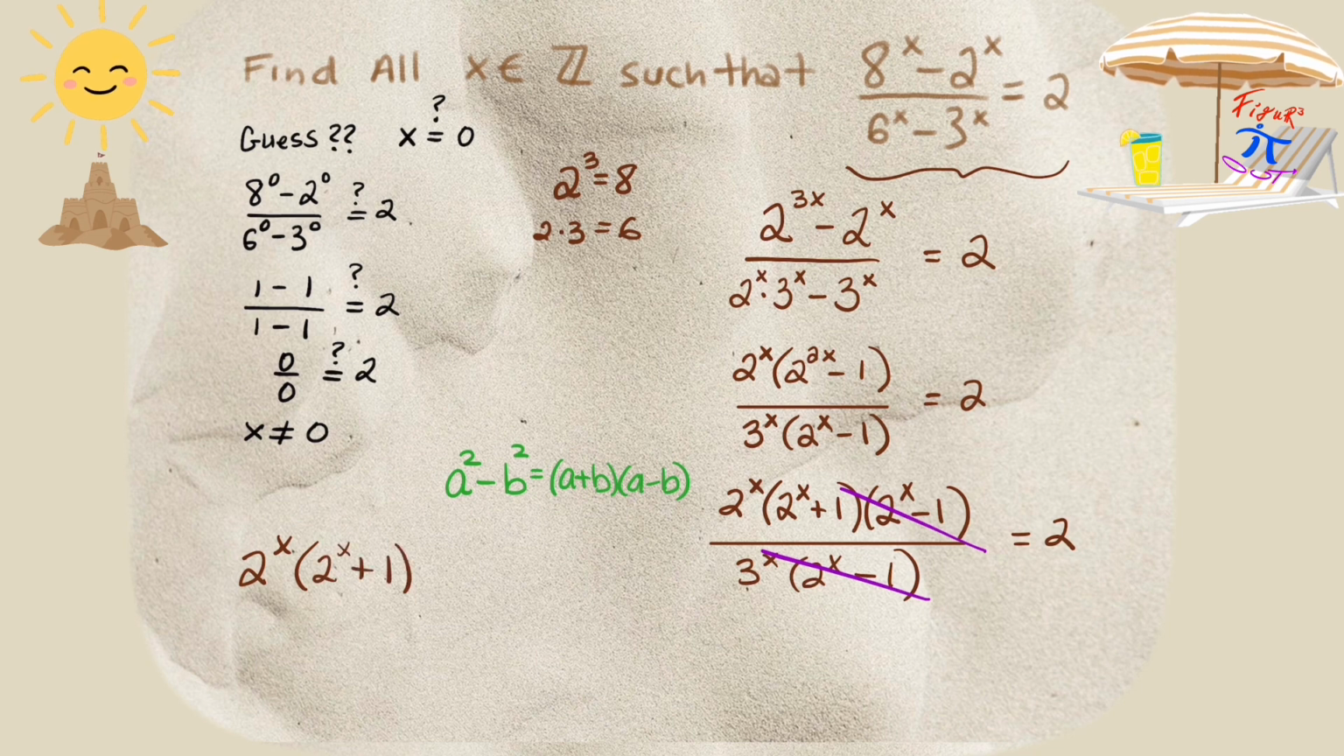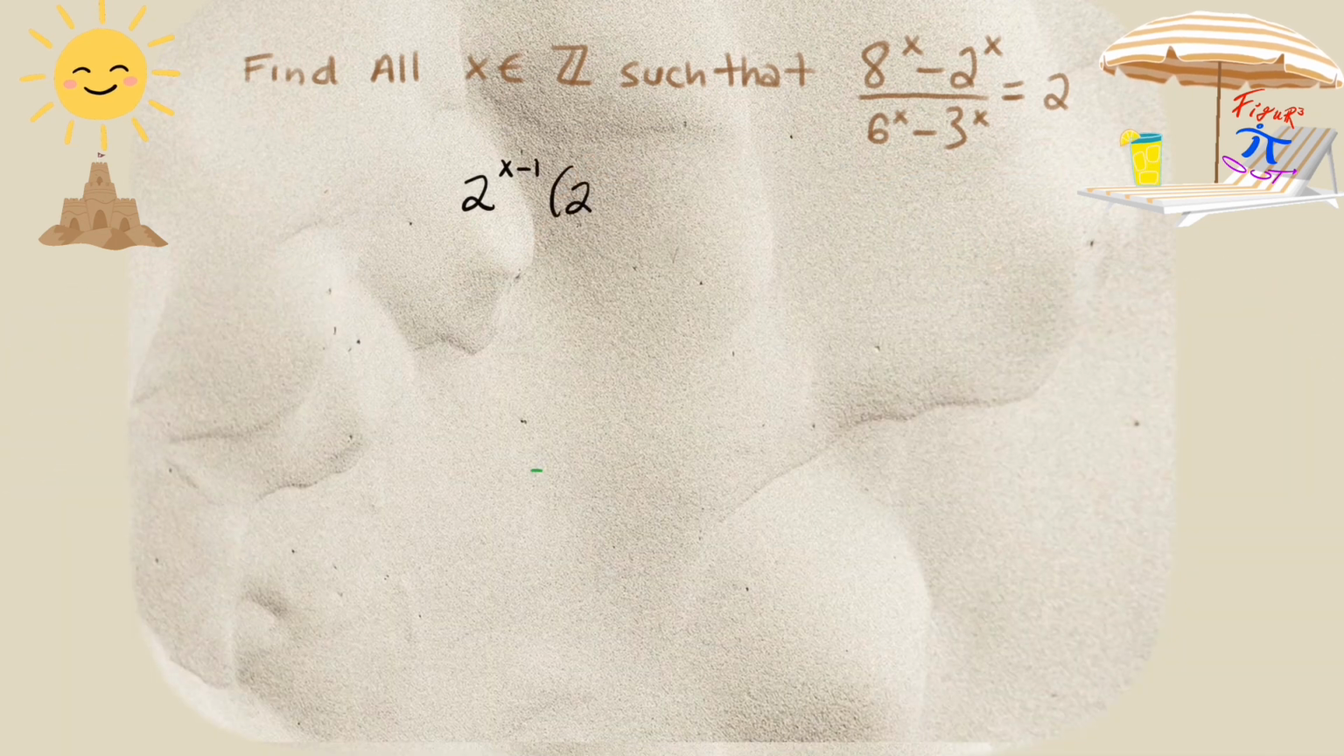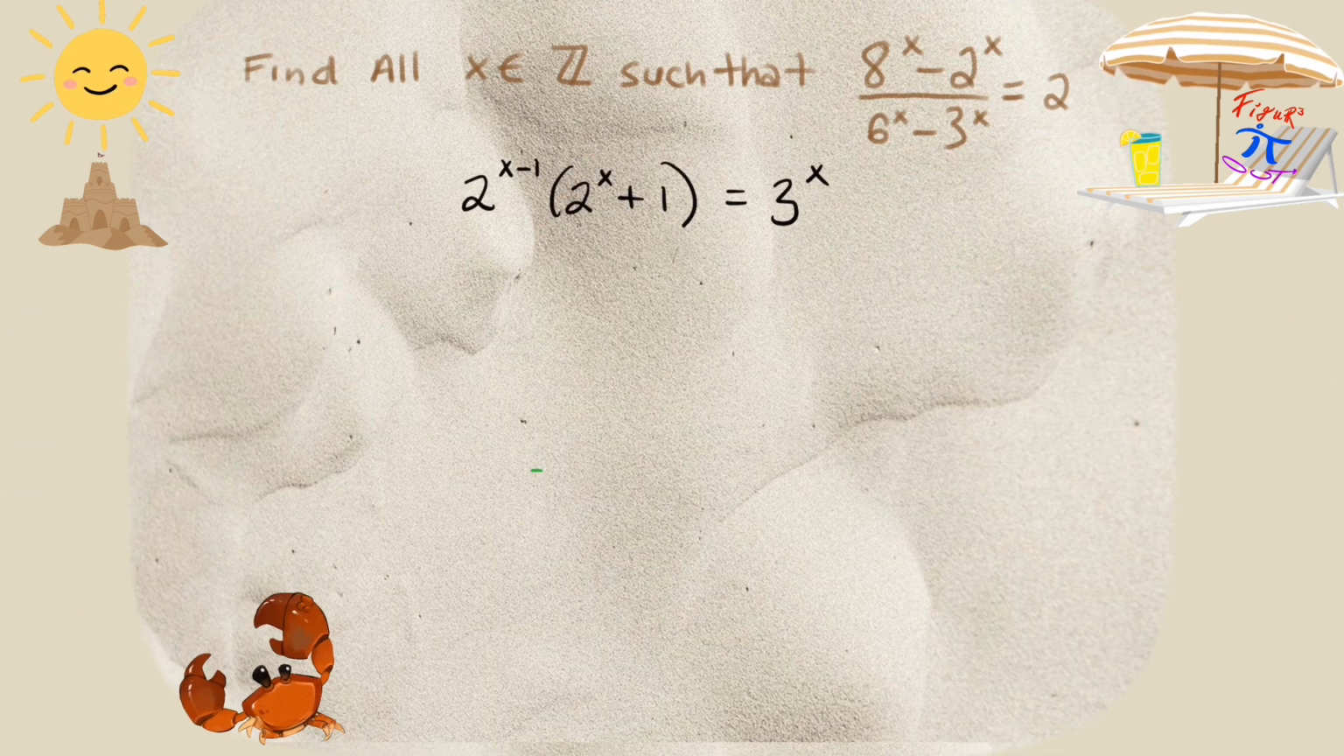and so now our expression becomes simpler. We can write it as 2 to the x times 2 to the x plus 1 equals 3 to the x times 2. Or 2 to the x minus 1 times 2 to the x plus 1 equals 3 to the x.